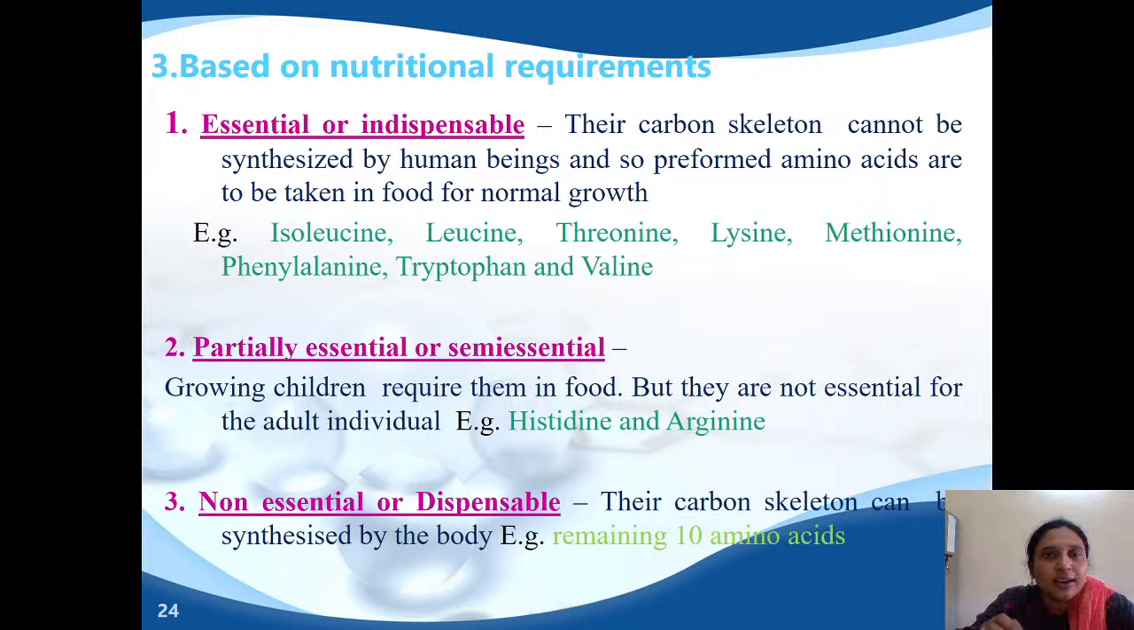If you know the names of the 20 amino acids, first find out the names of the essential amino acids. The remaining 10 amino acids are non-essential. So that is the third classification based on nutrition: essential or indispensable, and non-essential or dispensable amino acids. Under essential, two are semi-essential: histidine and arginine.